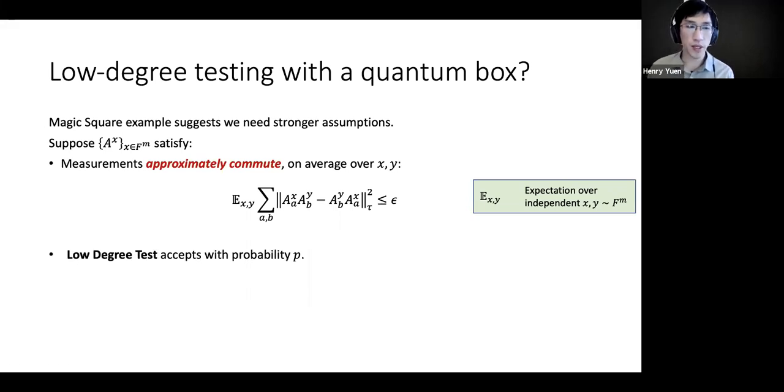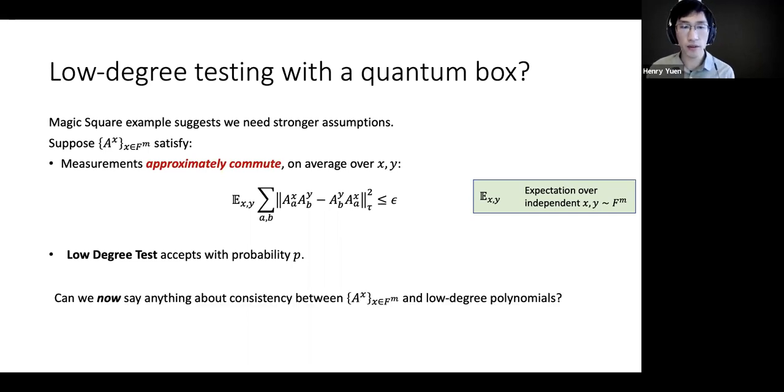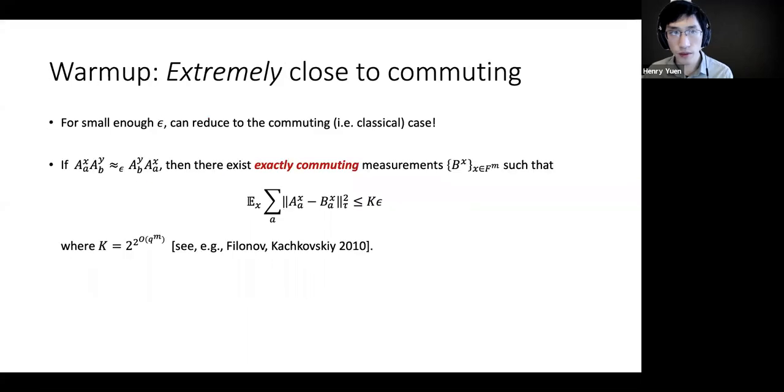And let's also say that these measurements pass the low degree test with probability p. Can we now say anything about the consistency between these points measurements and low degree polynomials? So for small enough epsilon, we can draw non-trivial conclusions. So here's a warm-up. Let's say that we're extremely close to commuting. If we're close enough, we can actually reduce to the commuting and therefore the classical case. Okay, so this fact is true.